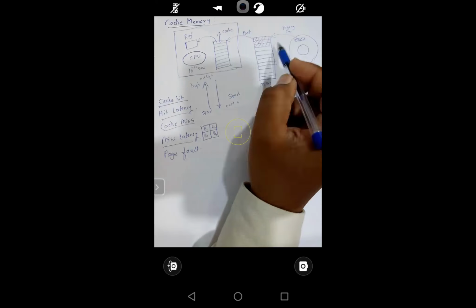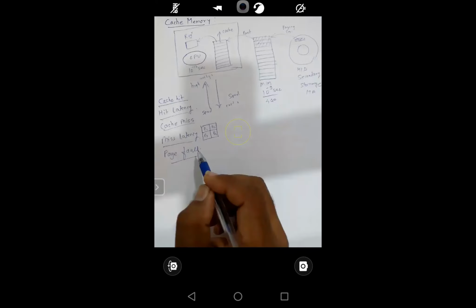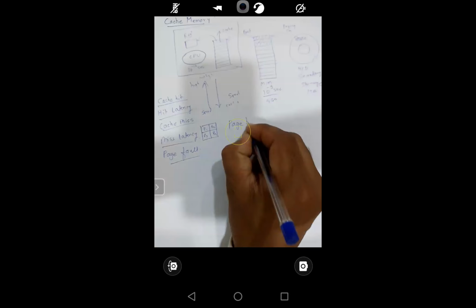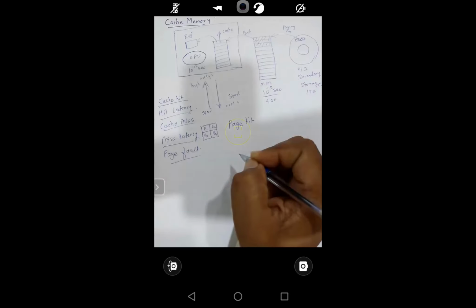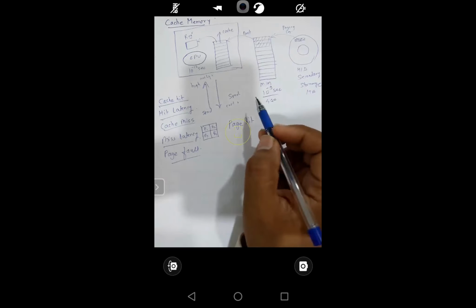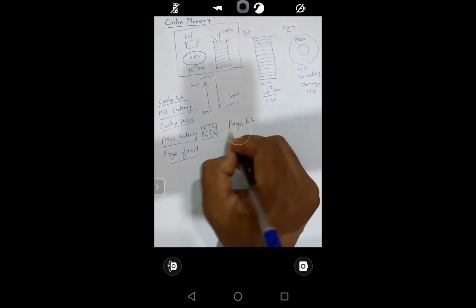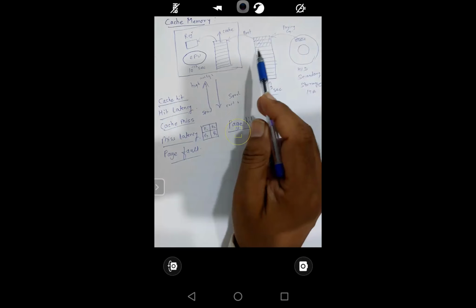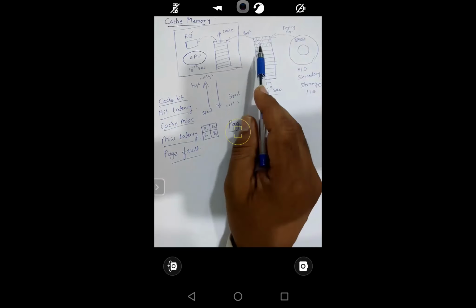So if it is not present in main memory, that time we can say it is a page fault. The next one is a page hit. Page hit means it is present in the main memory. We check whether that element is present in the main memory or not. If it is present over there, then we have to transfer that element into the cache.